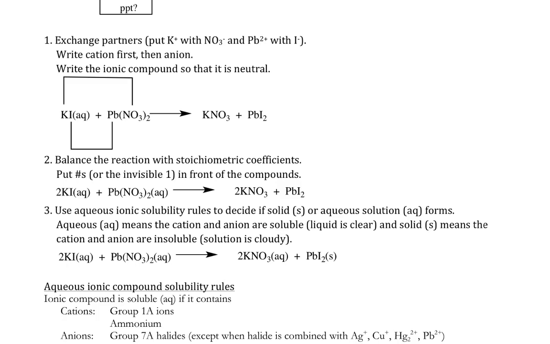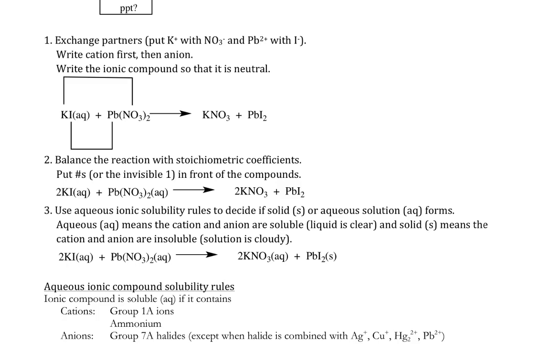Then we balance the reaction with stoichiometric coefficients. So we put the numbers, or the invisible one, in front of the compounds. So because we have 2 I's on the right side, we'll put a 2 in front of the KI on the left side. Because of that, we have to put a 2 in front of the KNO3 on the right side to balance the potassiums.